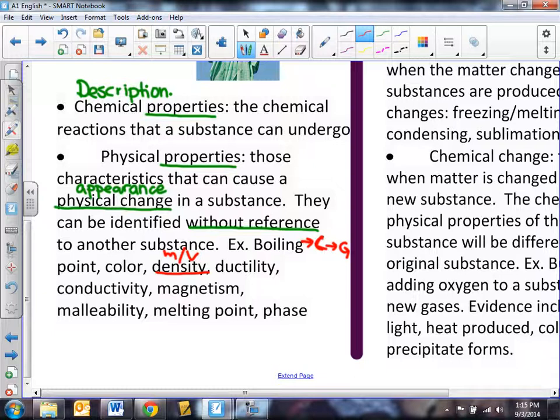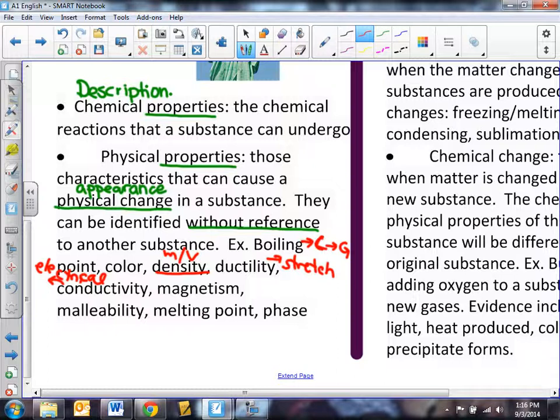So conductivity is usually the one that people are familiar with. Conductivity means that usually electrical energy can pass through whatever this thing is. Ductility is not quite the same thing. Ductility is whether or not I can stretch that substance into a long thin piece like a wire. Magnetism, of course, does it have any sort of magnetic properties?